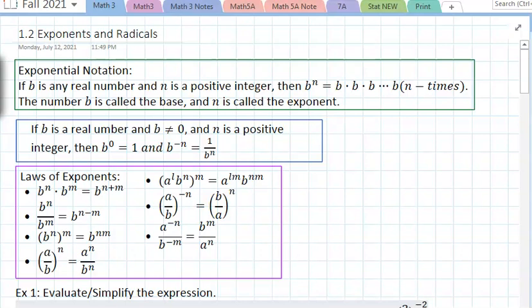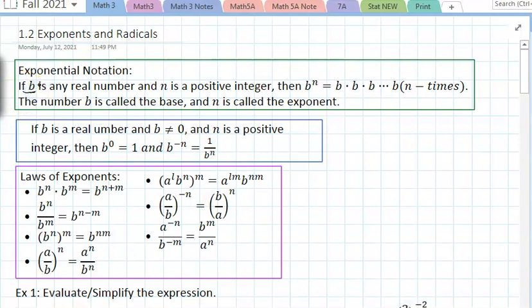Section 1.2 talks about exponents and radicals. This is a quick review. There are a lot of small details we've got to pay attention to. So first things first, exponential notation.